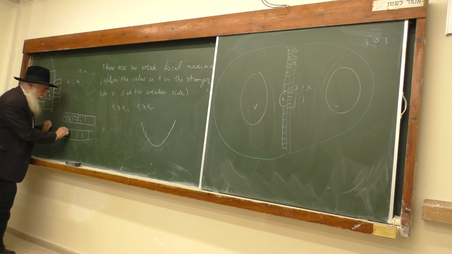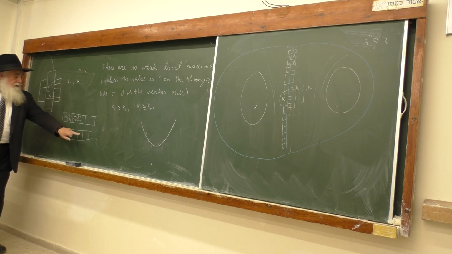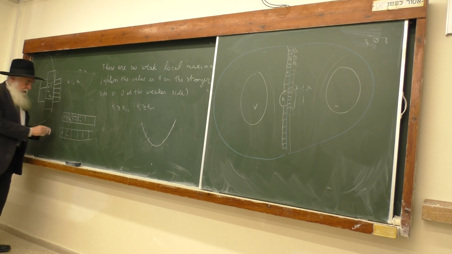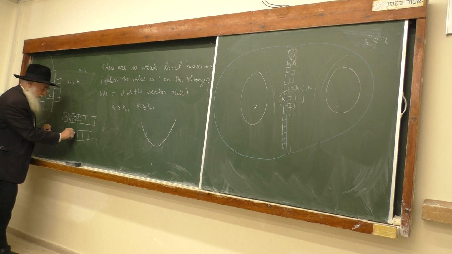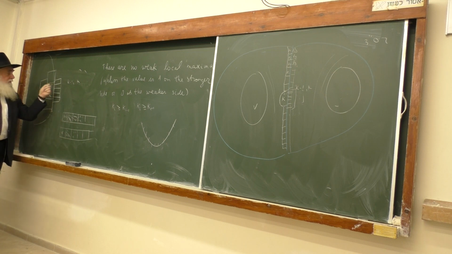Then we have here either K or K minus 1. If we have K minus 1, then the same argument leads us to the same thing, because we have here K minus 1 of K, and so it's also impossible. So we have proven that here must also be a weak local maximum.